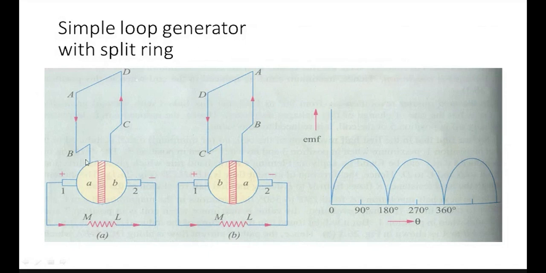The alternating induced EMF in the armature winding is converted into unidirectional induced EMF with the help of split rings. In this systematic manner, we can convert the alternating induced EMF into unidirectional induced EMF, which flows through the external circuit. Here a pulsating DC voltage is produced.